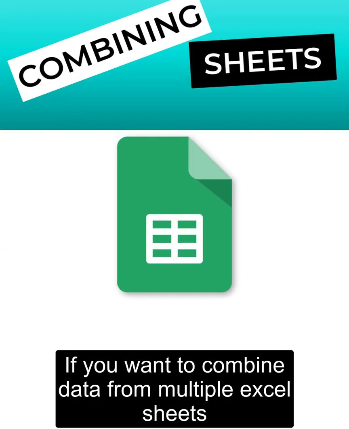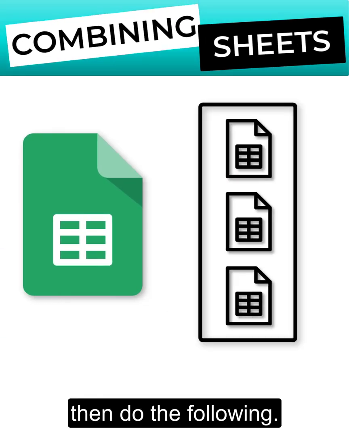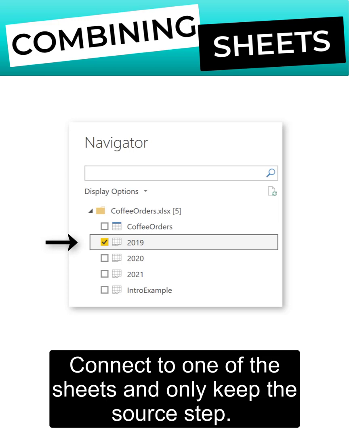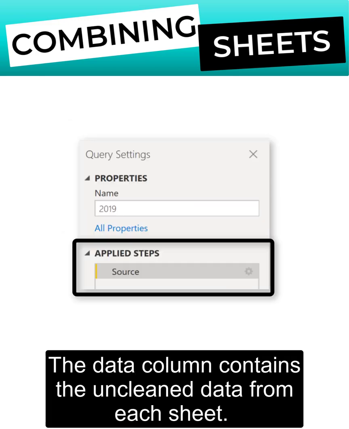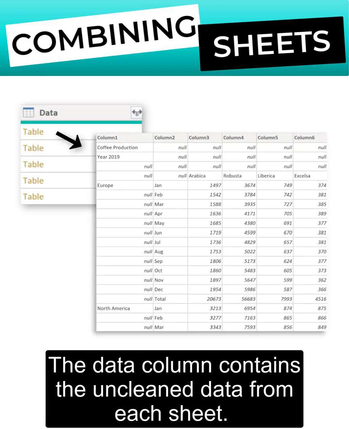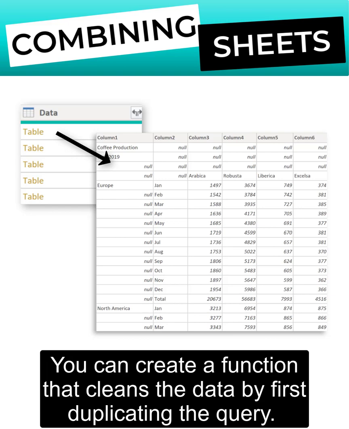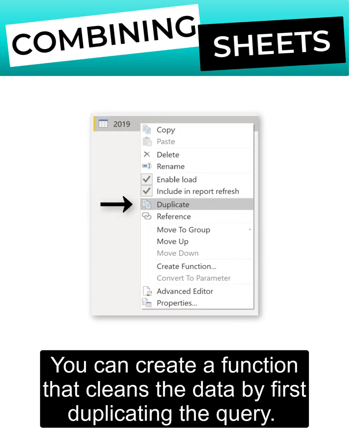If you want to combine data from multiple Excel sheets, then do the following. Connect to one of the sheets and only keep the source step. The data column contains the uncleaned data from each sheet. You can create a function that cleans the data by first duplicating the query.